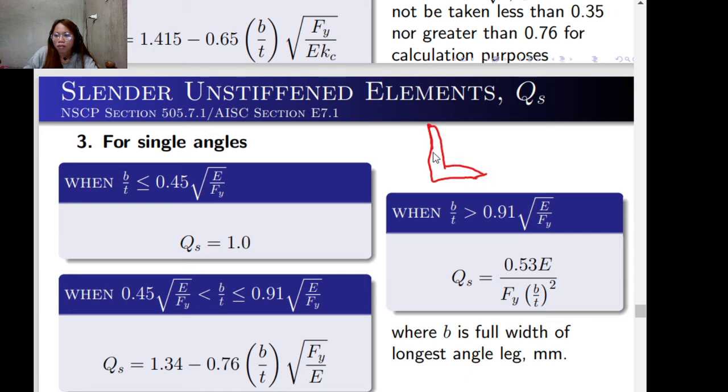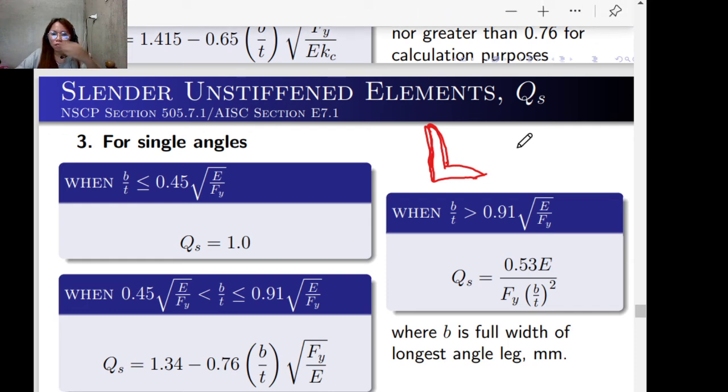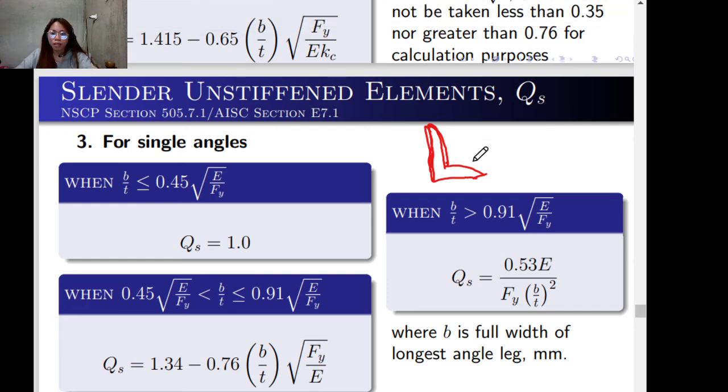Sorry for the drawing. So, the B is the largest full width of the longest leg.